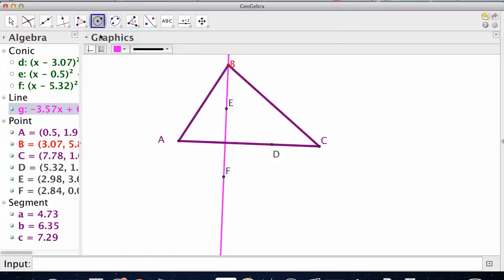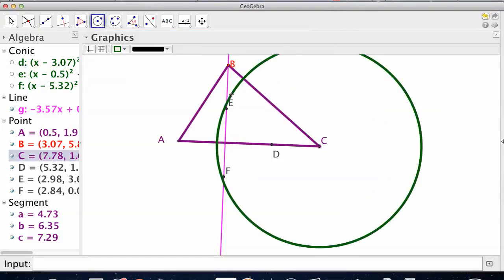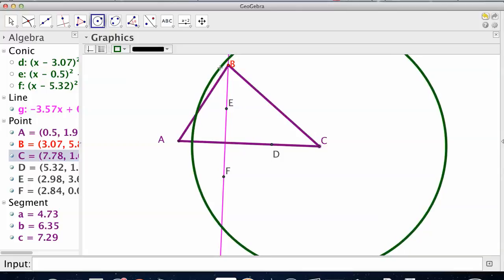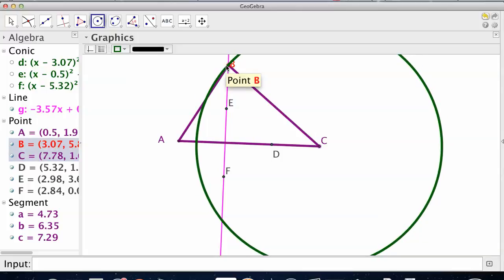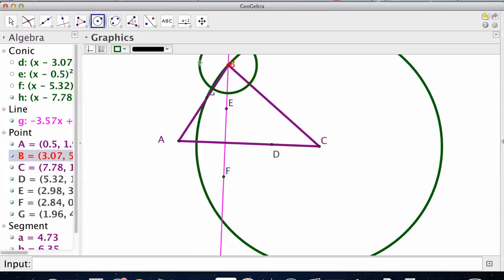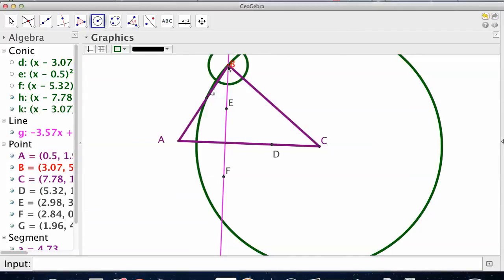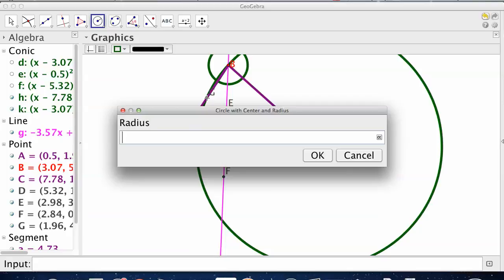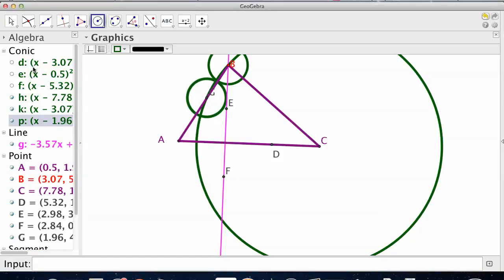On paper, you can always turn your paper. Let's put it on B. And we have to find where this hits over here. G. We're going to make two circles around G and B. Wrong one, huh? Make it and undo it. All right, circle, center, and radius. Let's go size 1. They don't quite overlap.